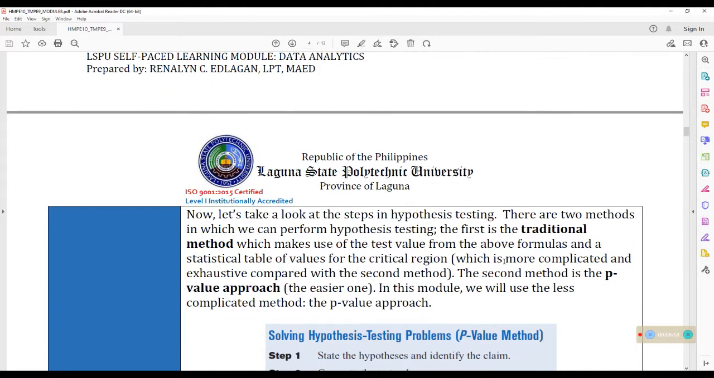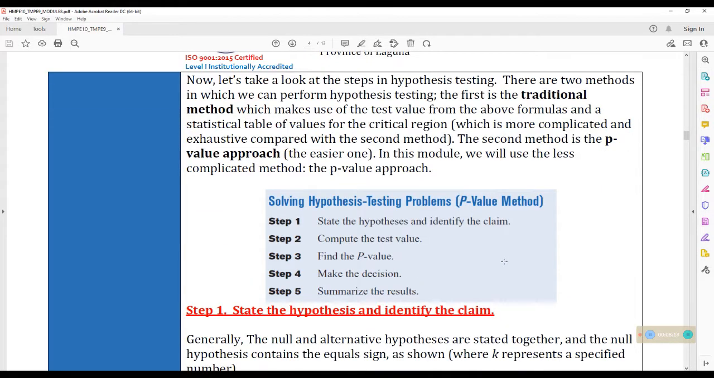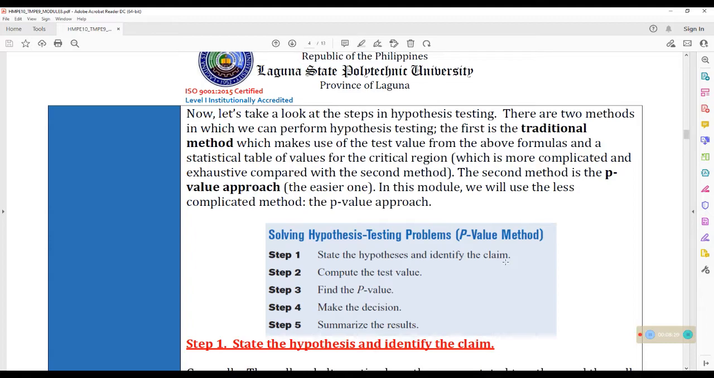Now, let's look at the steps in hypothesis testing. Pinasimple ko na lang to, baka mai-compare nyo from the lessons that you had when you were in senior high school kasi umaabot yun ng 7 steps, 8 steps, depende din sa pinapagawa ng teacher nyo. Dito kasi, gagamit na lang tayo ng app at saka ng p-value method. So, pinaiksi ko na lang siya.